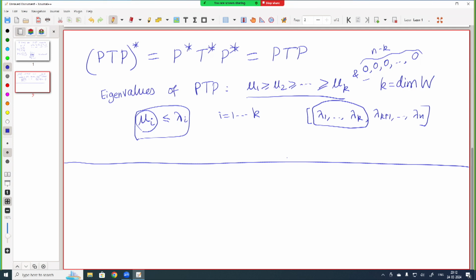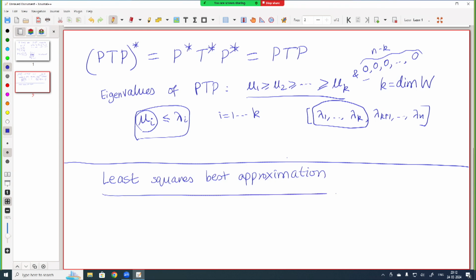Okay, so let's now go to this issue of what's called the best approximation or least squares best approximation. What is least squares best approximation? It's the following problem. Let me state the problem. Suppose I have a finite dimensional inner product space V and I have a bunch of points, x1, x2, up to xm, let us say some m distinct points in V.